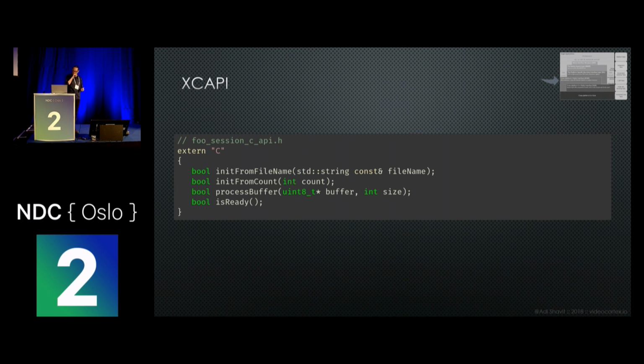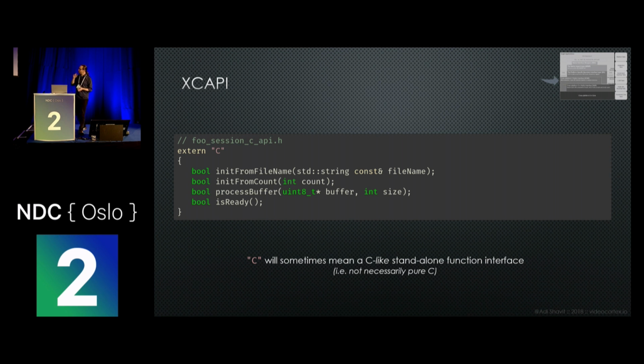So let's say we have the 4 C functions that are basically going to wrap some kind of C++ API, which we'll see in a second. It's wrapped inside an extern C. That means that the linker is going to generate a simple C API for these. We have 2 functions, init from file name and init from count. In C++ they're both called init, but C doesn't let you overload the same name, so I separated them into 2 differently named functions. We have a function called process buffer, and the last one is ready. Very straightforward.